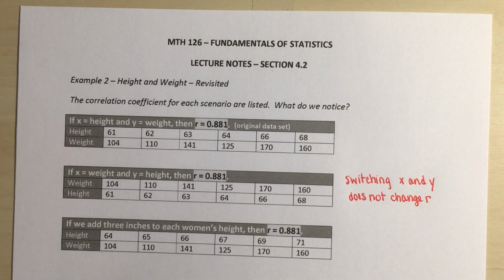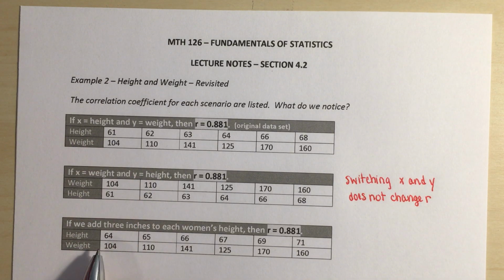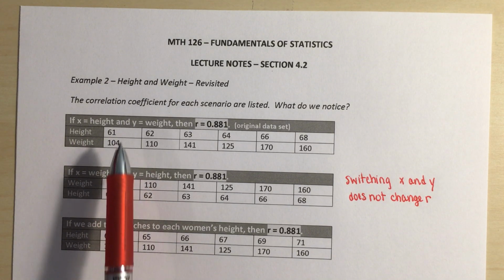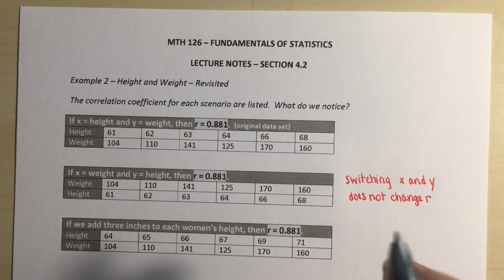All right, if we add 3 inches to each woman's height, so we've taken our original data set, our original height was 61, we added 3 inches to get 64. We didn't change our weight, we just changed our height. Notice that our correlation coefficient is the same.